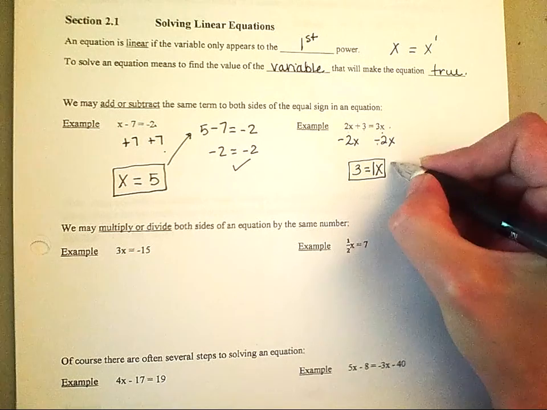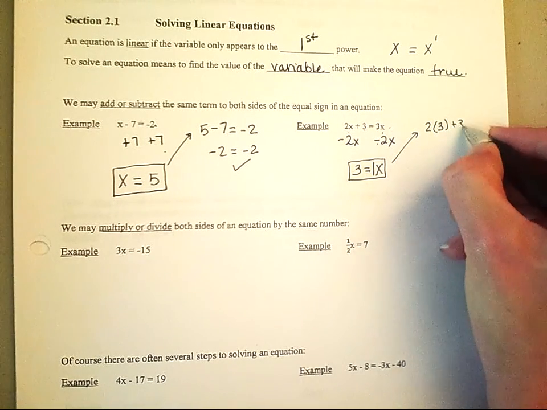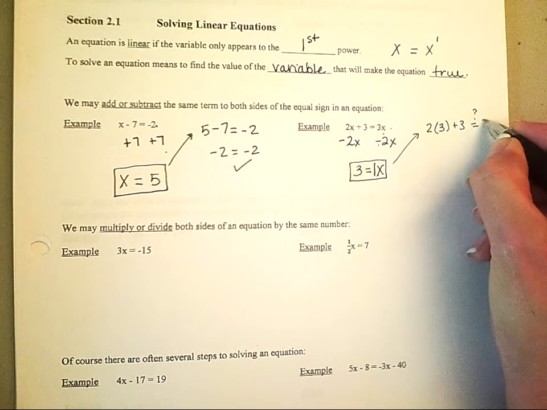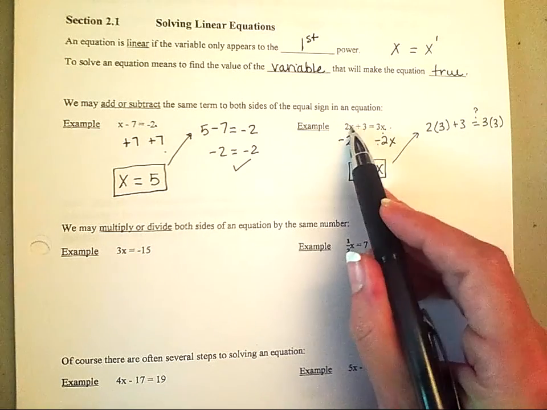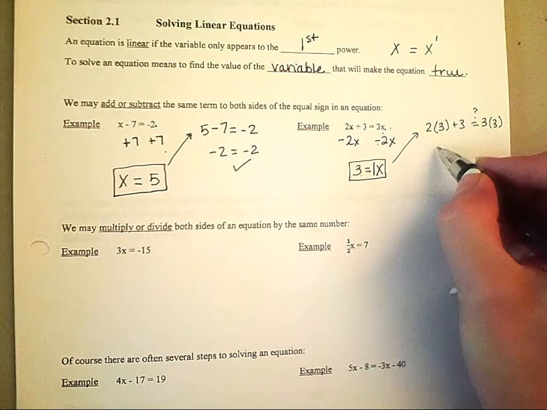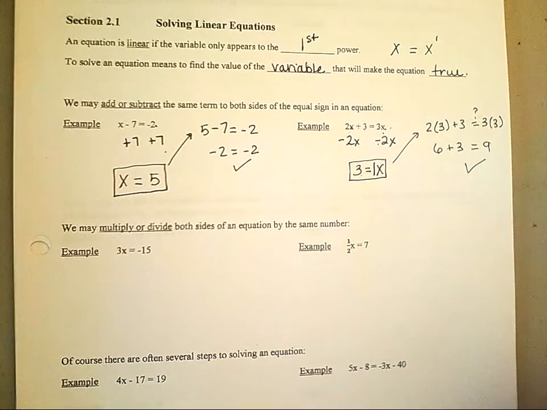And we could check it. 2 times 3 plus 3, does that equal 9? Right, so for here, we said x was 3. Or 6 plus 3, does that equal 9? Sure, it does.